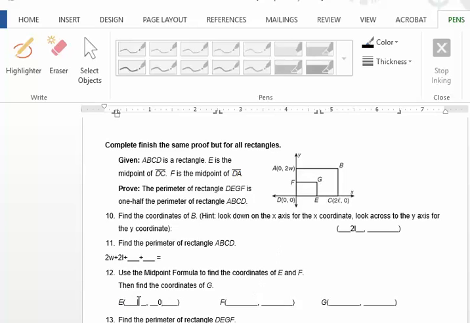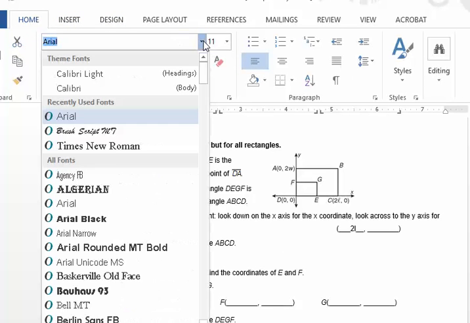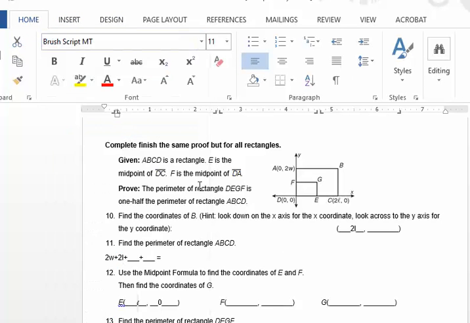So that's an L. It doesn't look like an L, but it is. Let me see if I can change my font to something cursive looking. There, now it looks like an L. Okay, now you're going to do the same thing for F. You're going to say, okay, what's the x-coordinate? Well, it's 0 because it's right on the y-axis. And the y-coordinate is found by taking half of 2W.